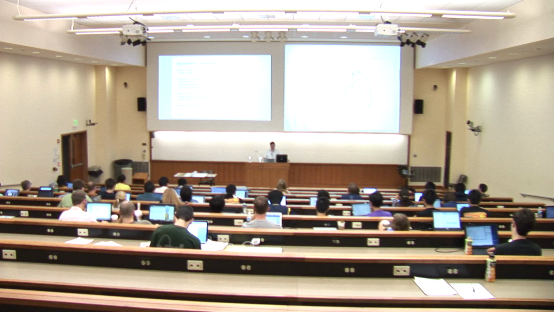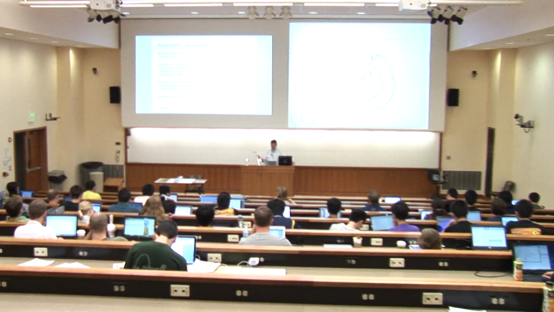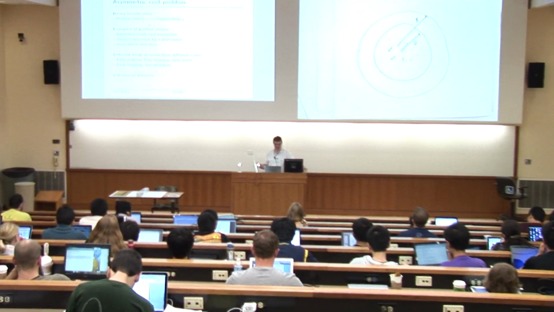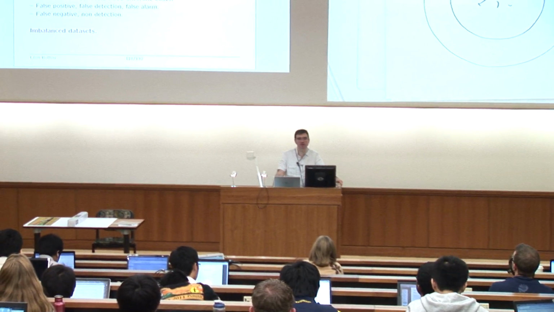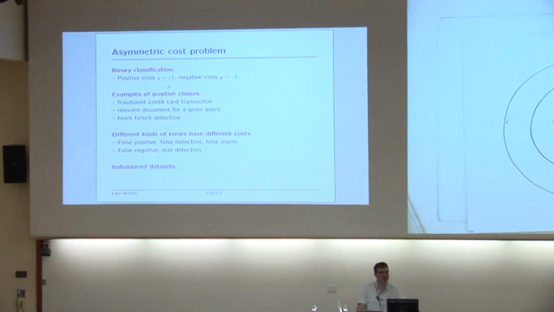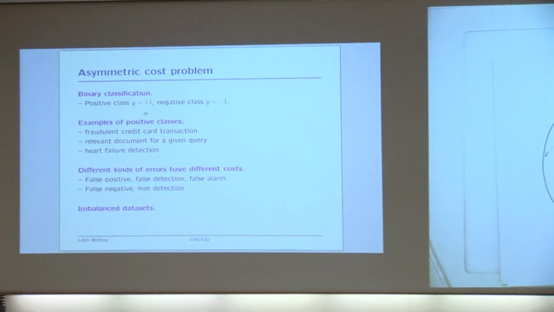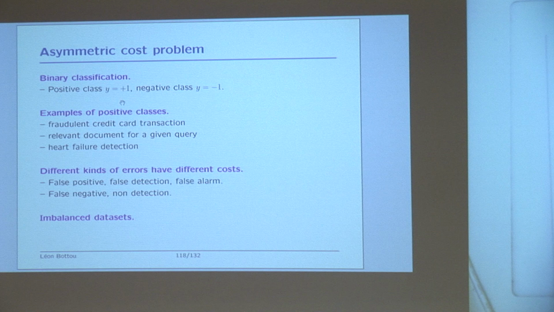And somehow they don't play symmetrical roles. For instance, a positive class is a fraudulent credit card transaction. There are hopefully a lot fewer fraudulent transactions than real transactions, but their cost is not the same at all. A positive class can define a relevant document for a particular query. Say you want to classify documents for a particular query, and you want to find the relevant ones. So it's going to be a small number of documents in a sea of negatives.